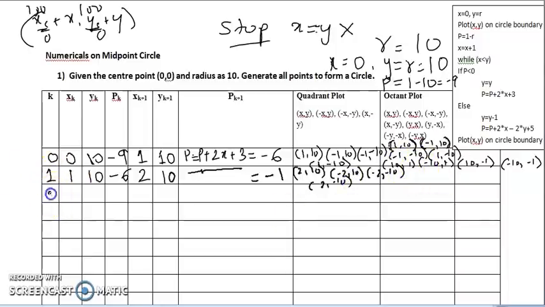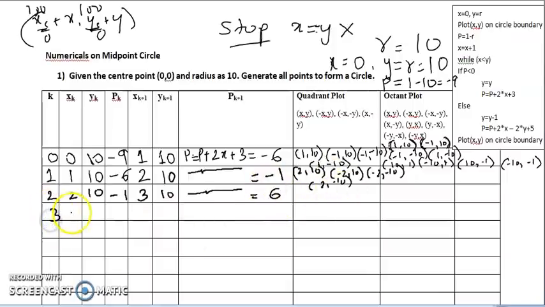Okay. My next iteration starts from 2. Values are 2, 10. And p is what? Minus 1. Again the value is negative. X will be incremented by 1 by default. Y will be decided by p value. P value is negative, so my y remains as it is. And my p will be equal to p minus 1 plus 2 times x, 4 minus 1 plus 4 plus 3. So this becomes equal to 6. Okay. So similarly, you could show your plots.